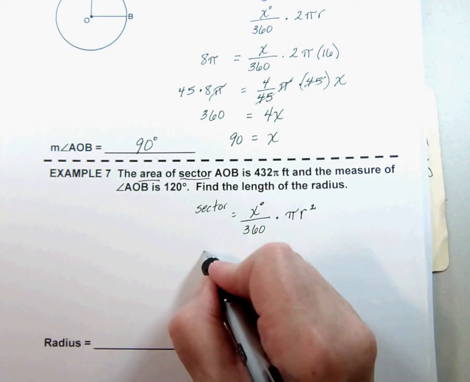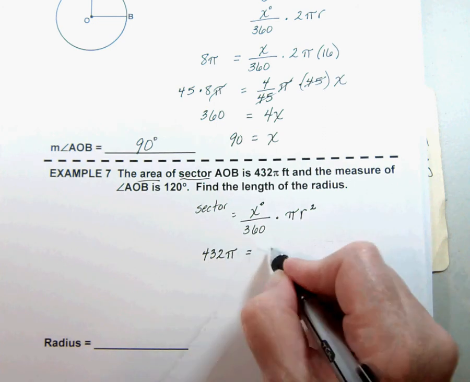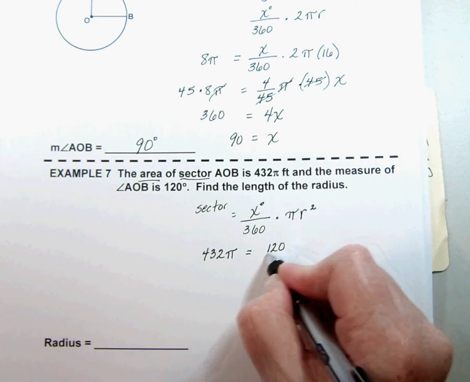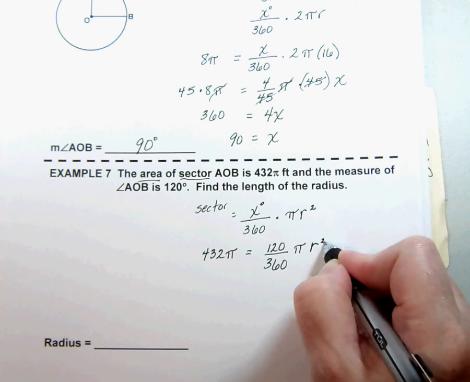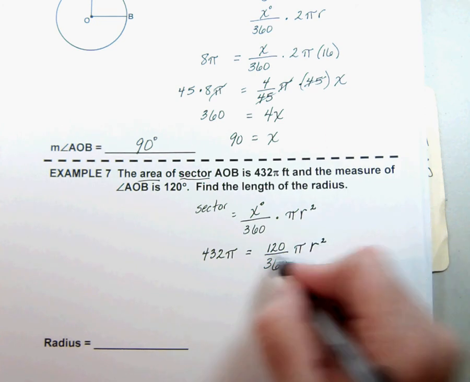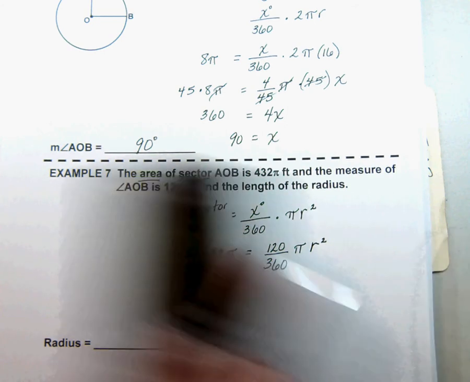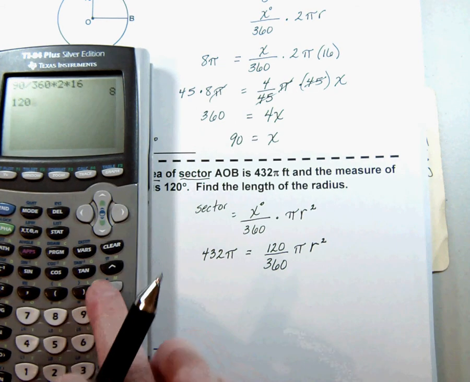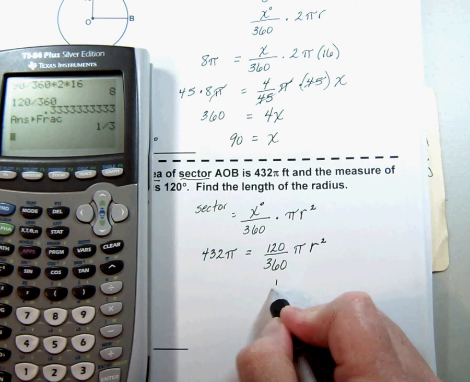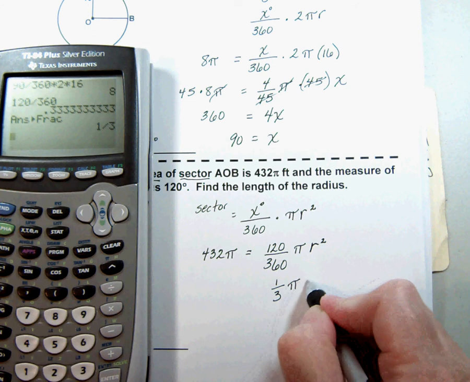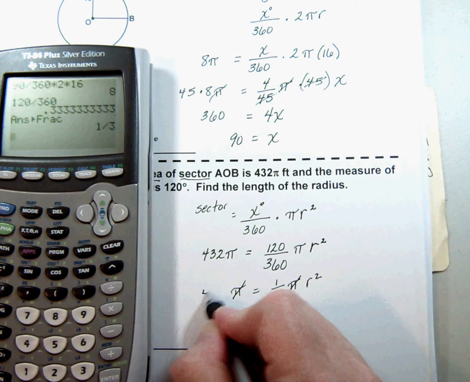So this sector area, that's the answer, 432 pi, is equal to, they gave us the angle, so we can use 120 over 360 times pi times r, and the r is what we're trying to figure out. We don't know that radius. Now again, we can divide out the pi's if you want to. One way to do this in the calculator, let me show you something. 120 divided by 360, if you reduce that, this really is 1/3. So I'm going to write it as 1/3 pi r squared. Actually, let's get rid of the pi's. I'll just say we're going to divide those out.